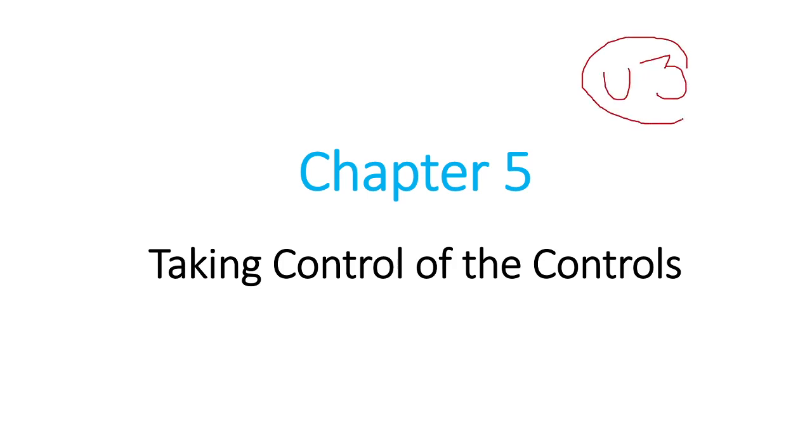As you are already aware, every unit is composed of two chapters. Unit 3 consists of chapter number 5 and chapter number 6. First we shall start with chapter number 5, and then go ahead with chapter number 6. The title of this chapter is Taking Control of the Controls. It is an interesting and very important chapter for RPA developers.